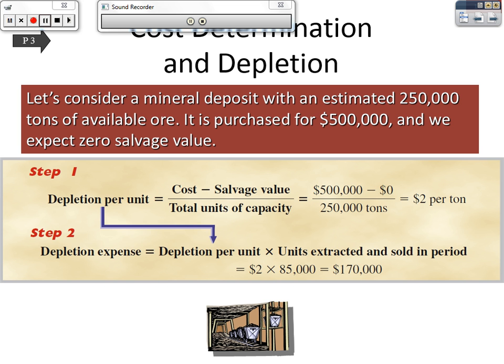So in this case, they estimated 250,000 tons were available, and it was purchased for 500,000, no salvage value. So 500,000 divided by that 250,000 tons gives us $2 per ton. And we're going to take that $2 per ton and multiply it by the units extracted, which they didn't tell you in that little paragraph up there, but it's 85,000 tons, and we're going to get 170,000 in depletion.